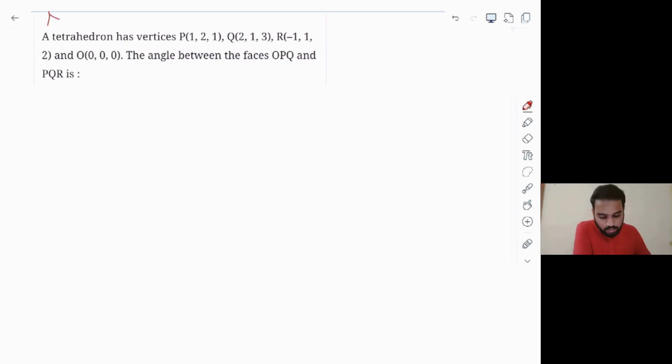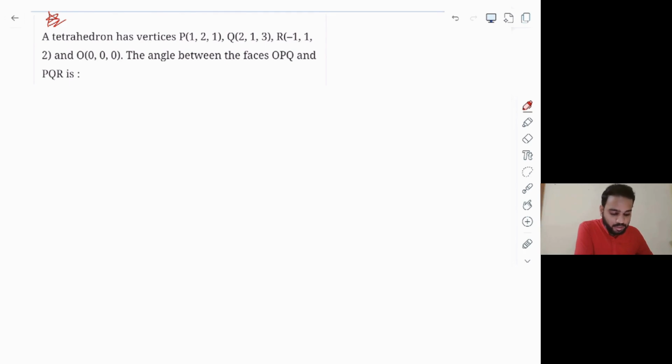And once again, this is one of the PYQ questions. And once again, it is very, very important for the JEE Advanced because it involves the concept of tetrahedron. Look at this. A tetrahedron has the vertices P, Q, R and origin. So OPQR is the tetrahedron.